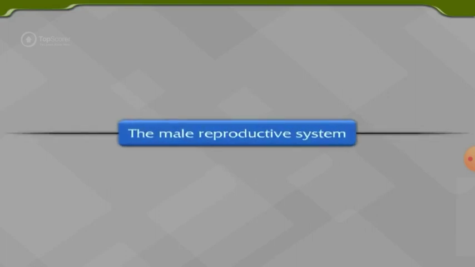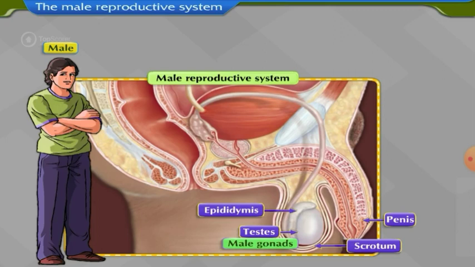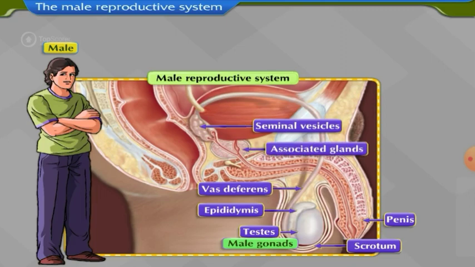The male reproductive system. The main reproductive organs of the male reproductive system are a pair of testes and penis. Testes are also known as the male gonads. The other male reproductive organs are scrotum, epididymis, sperm ducts or vas deferens, seminal vesicles, associated glands, and urethra.